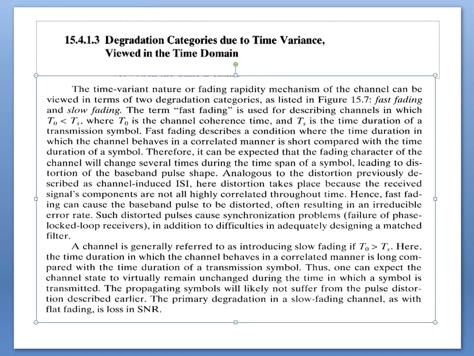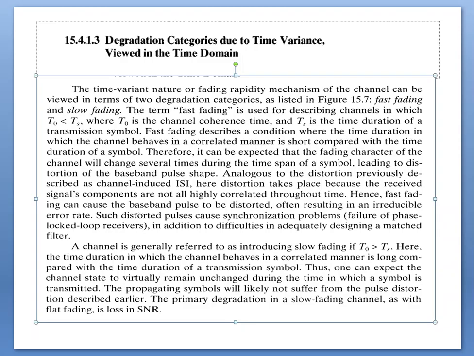Now, a new concept: degradation categories due to time variance, viewed in the time domain. The time nature of the fading rapidity mechanism of a channel can be viewed in two degradation categories listed in the above figure: fast fading and slow fading. The term fast fading is used to describe a channel in which T0 is less than Ts, where T0 is the channel coherence time and Ts is the time duration of the transmission symbol, which was discussed already in the previous slide.